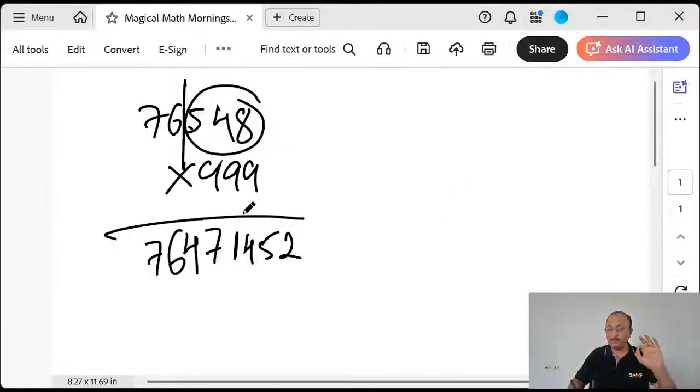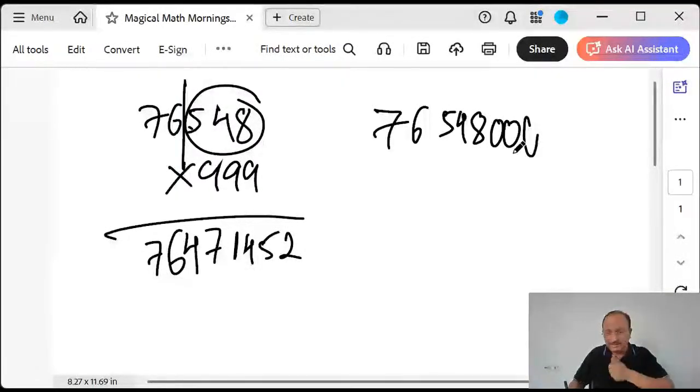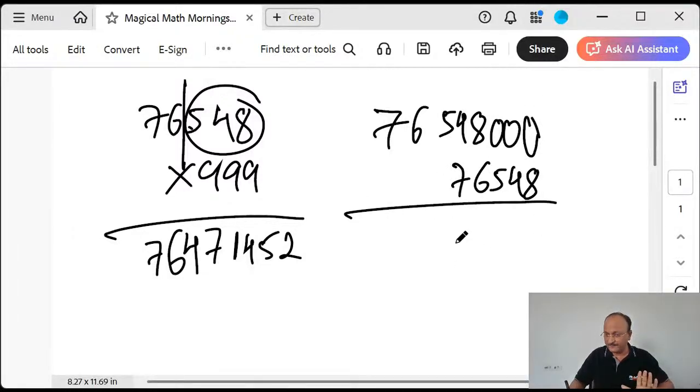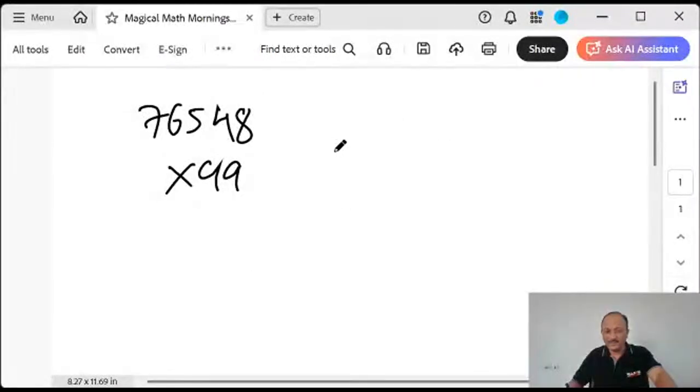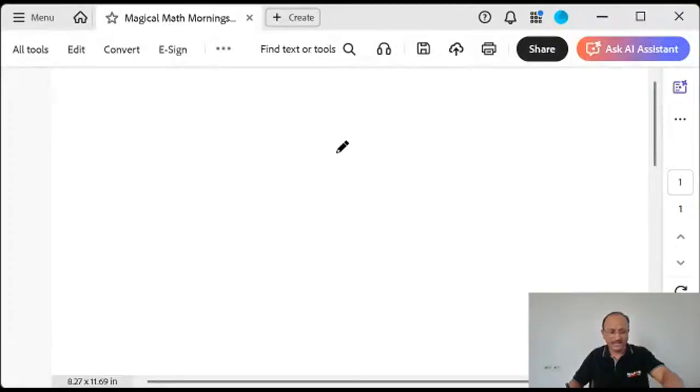What I want you to do is practice them by writing like this: 76548000. From this you subtract 76548. Practice this method first. Then you start thinking that one in these parts. Because if you want to do this method, you need pen and paper. But for this, you are able to do it directly with your mind. One last question we'll take, and we'll wind up this last session of this week.